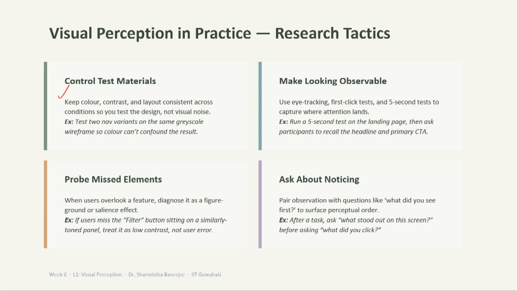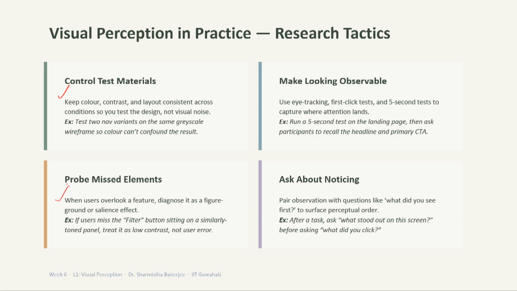And then once you are sure about that particular variable, then keep that variable constant, and now you can change the colors. Make looking observable. So use eye tracking, first click test and 5-second test to capture where the attention landed. So run a 5-second test on the landing page, then ask participants to recall the headline and primary content of that particular page.